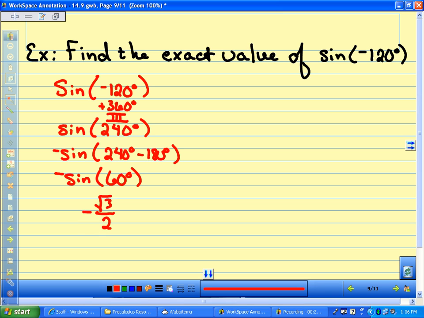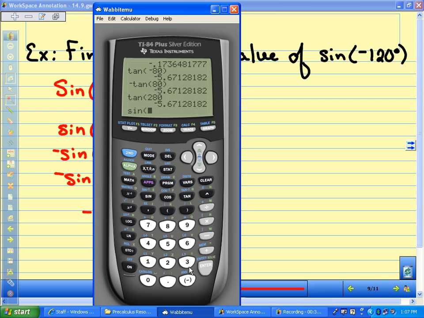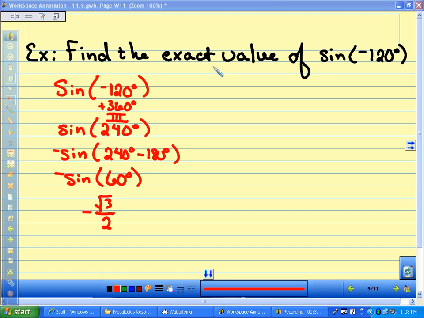Can we still check this? Absolutely we can. We can still take the sine of negative 120. Sine negative 120 equals that. We got negative radical 3, make sure you close the radical, divided by 2. Are we correct? Yes, absolutely we are. 120 degrees behaves the same way as a 60 degree. Okay. We've got to finish this up yet.